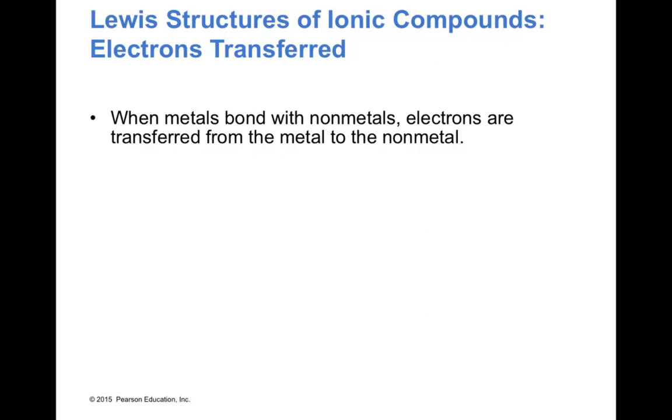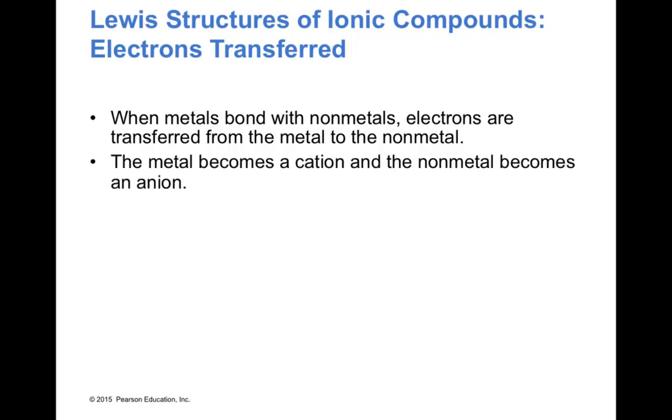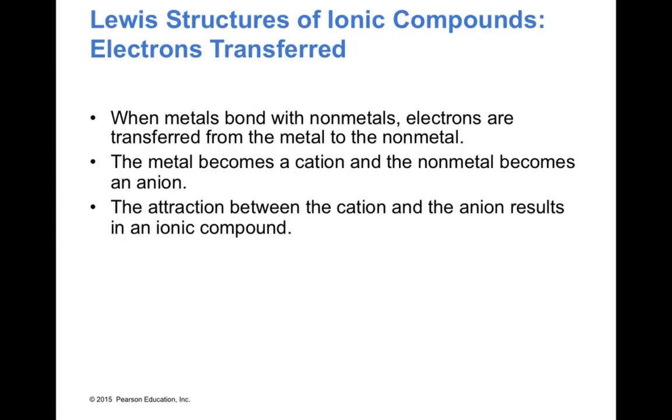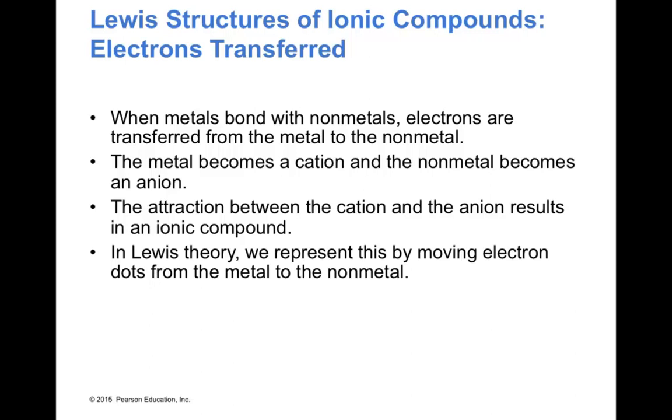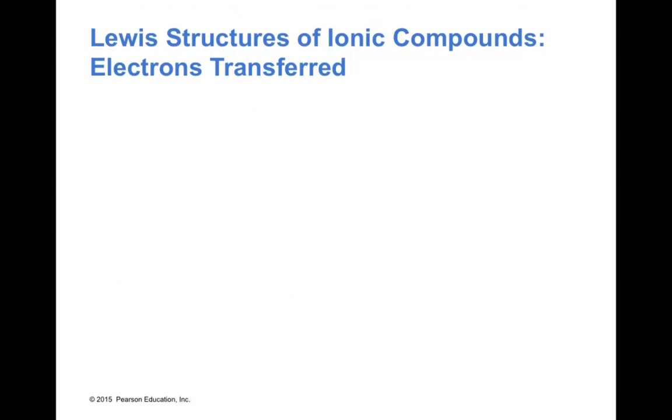Whenever you have a metal with a nonmetal, you will produce an ionic compound, and the electrons between them are going to be transferred. They are not sharing those electrons. The metal becomes a cation and the nonmetal becomes an anion. The attraction between the cation and anion results in an ionic compound. In Lewis' theory, we represent this by moving electron dots from the metal to the nonmetal. Always, the metals are the ones that are going to give or release those electrons, while the nonmetals always are going to obtain or receive those electrons.